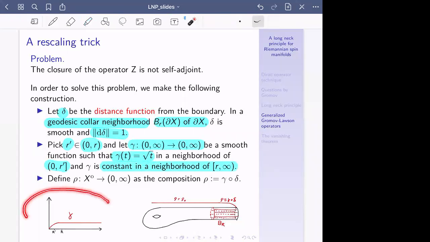So here I drew the graph of the function gamma, and then we'll let rho be the function defined on X naught as the composition of gamma with delta. And again, here is the picture. In other words, the function rho is equal to the square root of the distance in a small neighborhood of the boundary, and then it's going to be constant in this region.